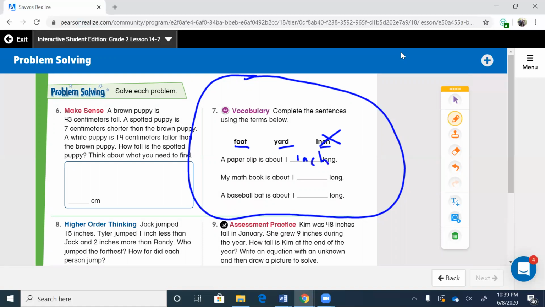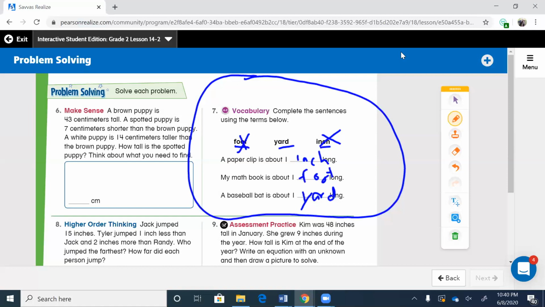My math book is about 1 blank long. Let me just read the next one to make sure. A baseball bat is about 1 blank long. So I know a baseball bat is definitely longer than a math book. So what's the next unit? Foot. The math book is about 1 foot long. And then we know that the baseball bat is the biggest out of the 3, so that is going to be about 1 yard long.